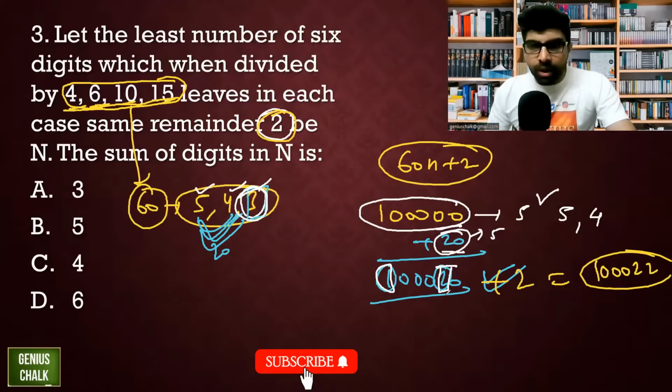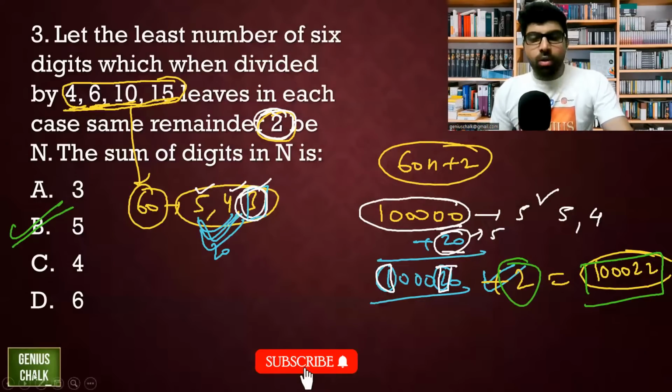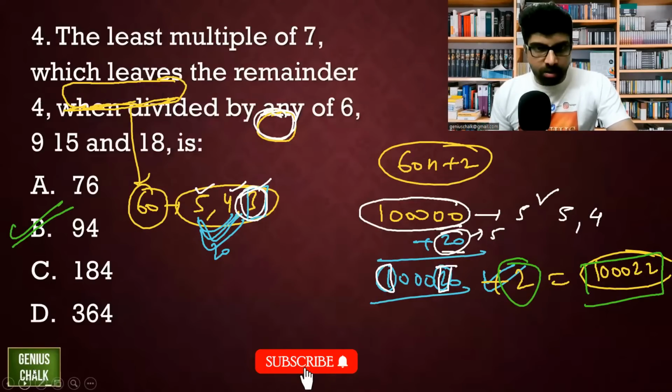So 1,20,000 is absolutely divisible by all of these, but we need to have remainder 2 also as per the direction of the question. That's why we need to add 2 here, and the final answer is 1,22,000, and that is going to be 2 plus 2 plus 1, and the sum is going to be 5. This is how we will use the divisibility concept in HCF and LCM questions.